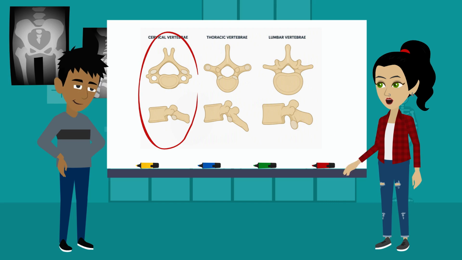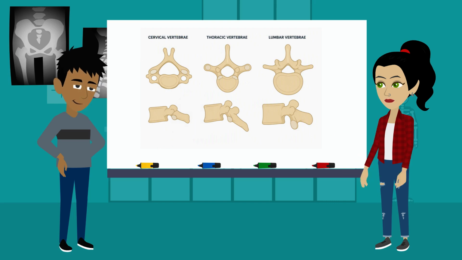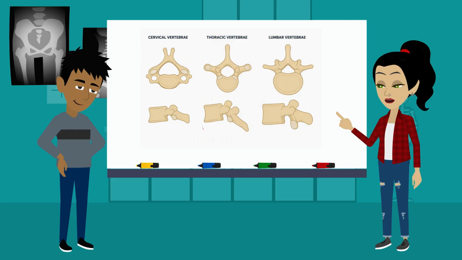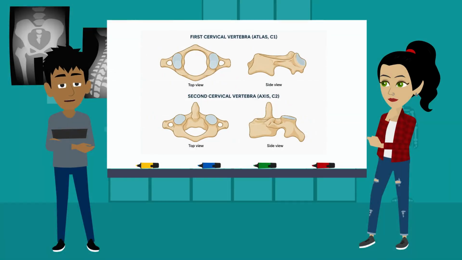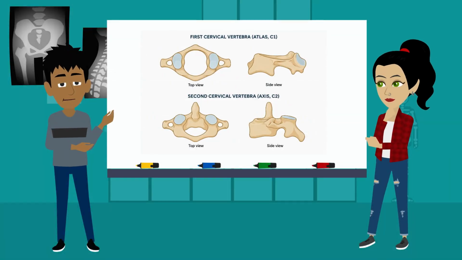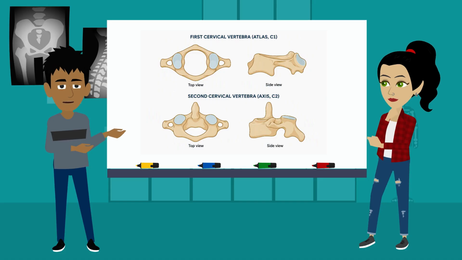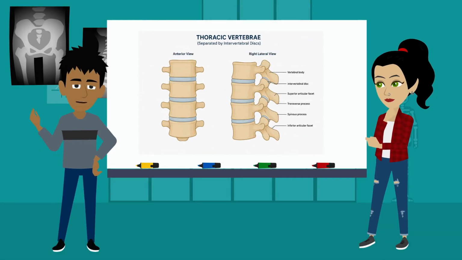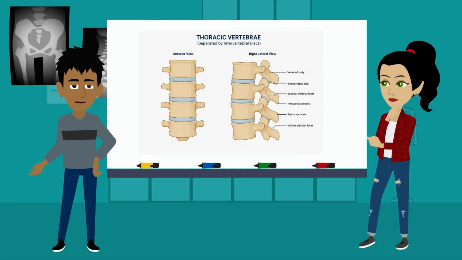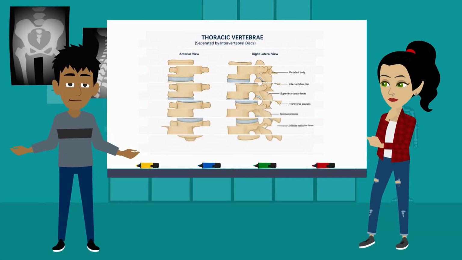Cervical vertebrae are small and found in your neck. Thoracic vertebrae articulate with the ribs. Lumbar vertebrae are the largest because they support most of your body weight. And let's not forget the atlas and axis. These cervical vertebrae allow you to nod your head yes and shake it no. You'll also investigate intervertebral discs and see how the fibrocartilage that makes them allows for flexibility while absorbing shock.